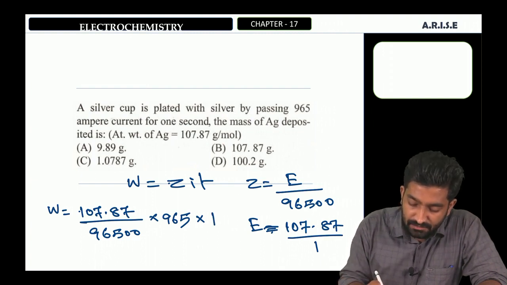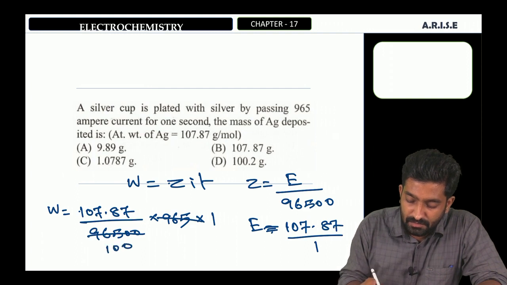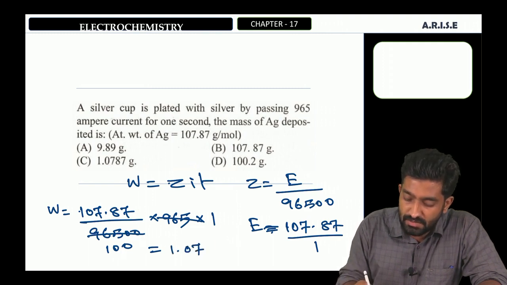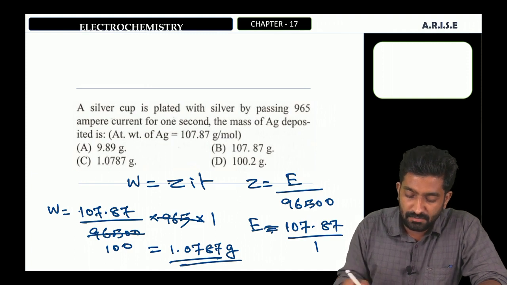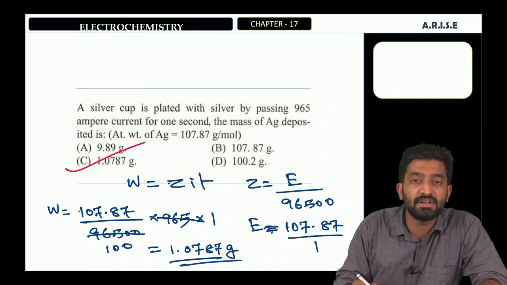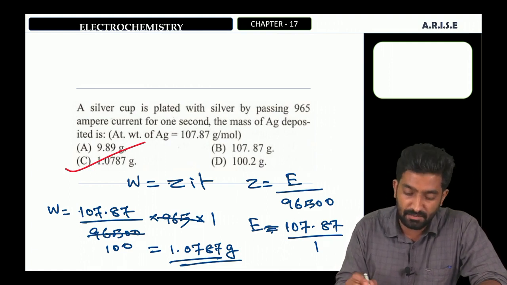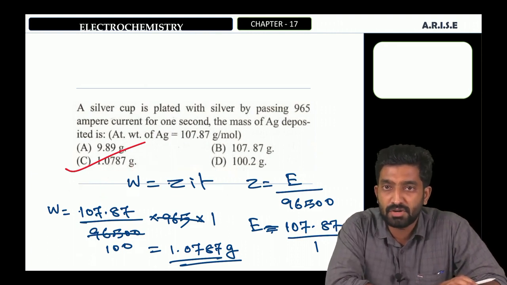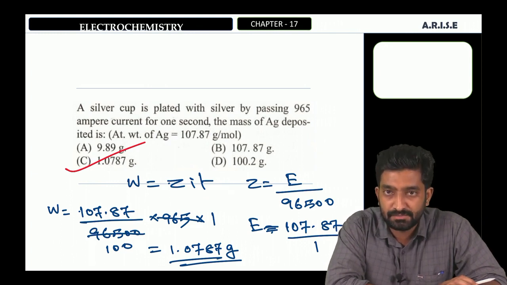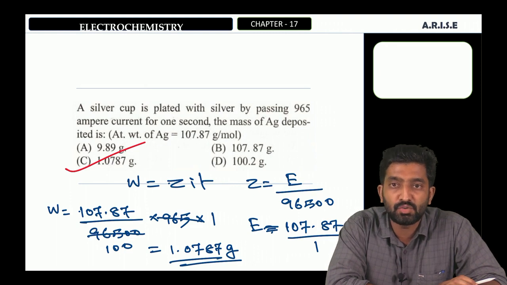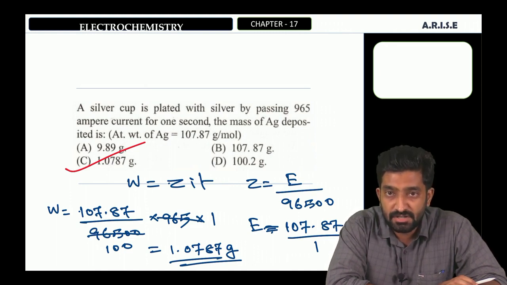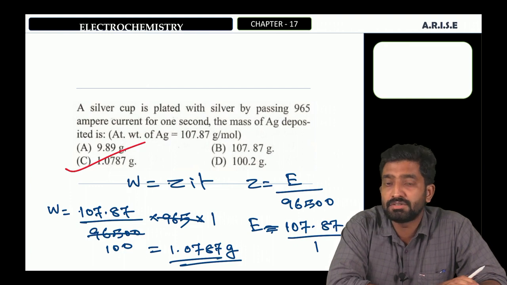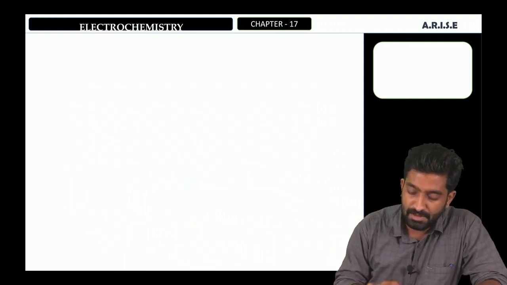Then we can cancel 965. Here we will get 107.87 by 100, that is 1.0787 gram. Okay, that is option C is the correct answer, 1.0787 gram. Okay, if you remember this formula, you can easily find out the mass deposited on the cathode. W is equal to ZIT, where Z is the electrochemical equivalent, and Z equal to E divided by 96500, where E is the equivalent weight of metal. That we can find out by using the formula atomic mass divided by valency. Clear? Then the next question.